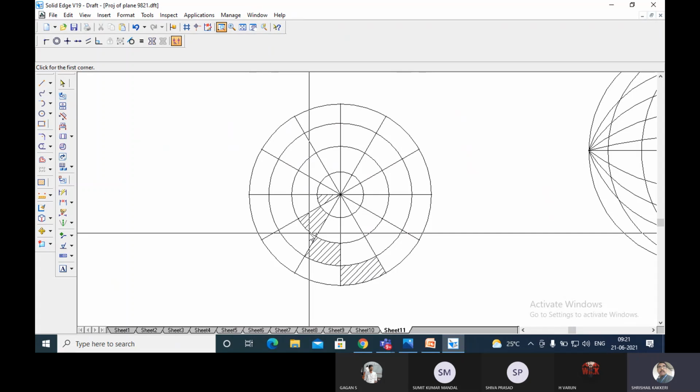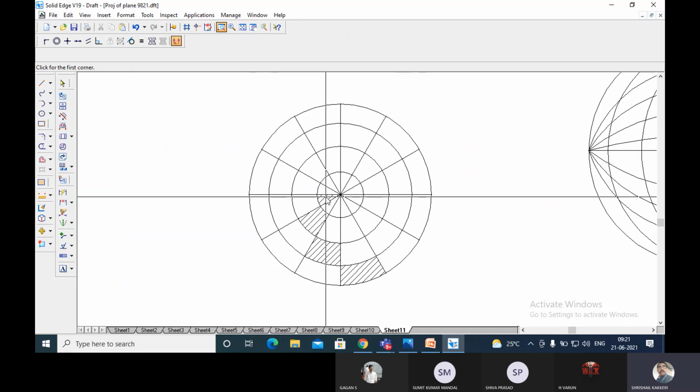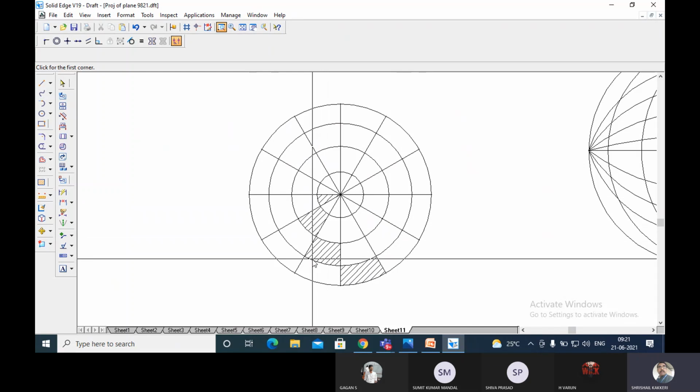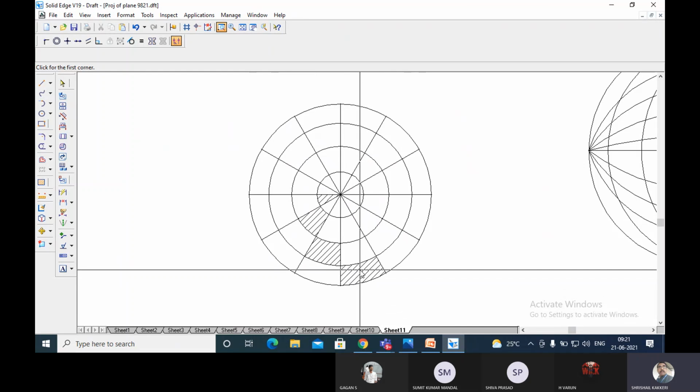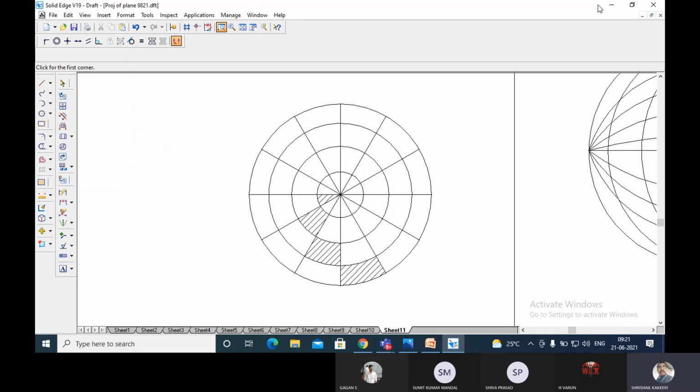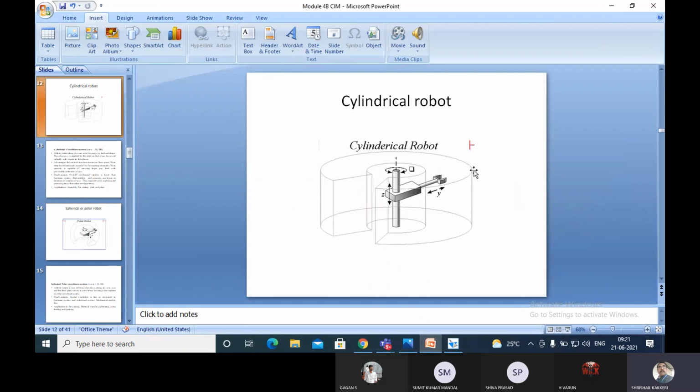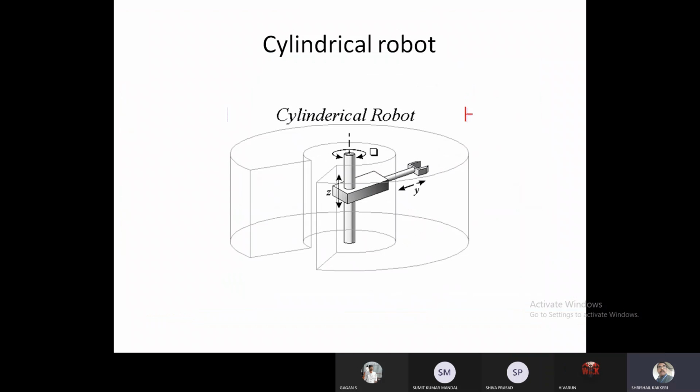That means to say the accuracy will be very good at the inner portion of the work volume. Once the arm is extended outside, the accuracy and repeatability will not be good enough because the mechanical stability of the robot end effector is not good.